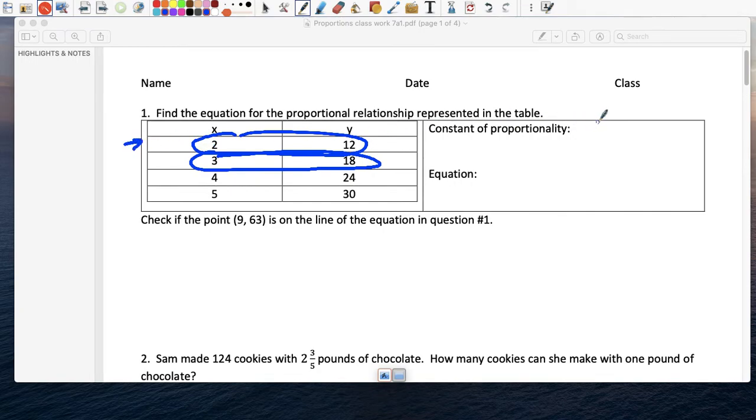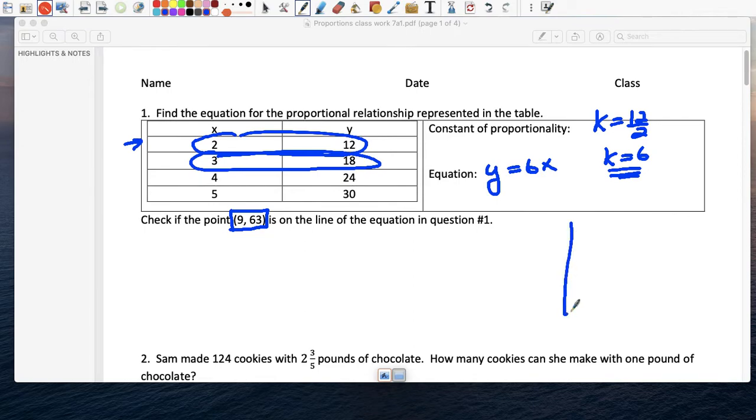Use this. So k equals 12 over 2, and k equals 6. So that's my constant of proportionality. What's my equation? Well, that's easy. y equals 6x. Now they're asking us to check if this point is on the line.